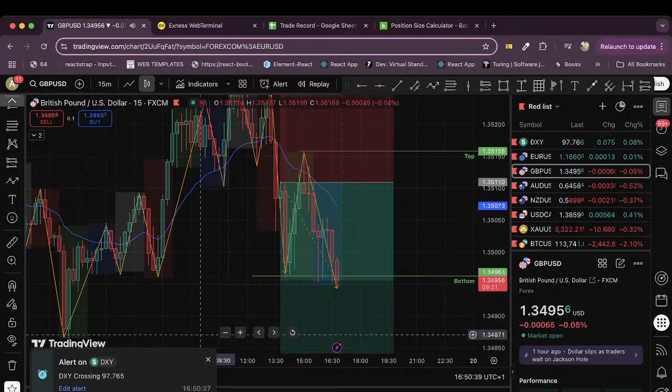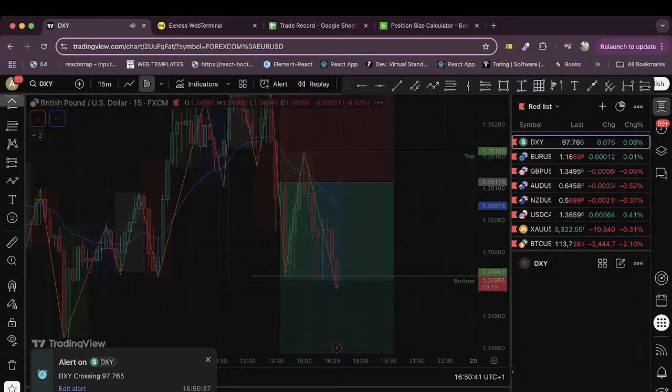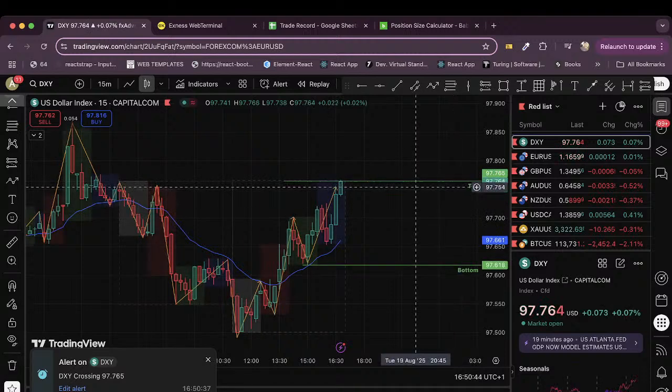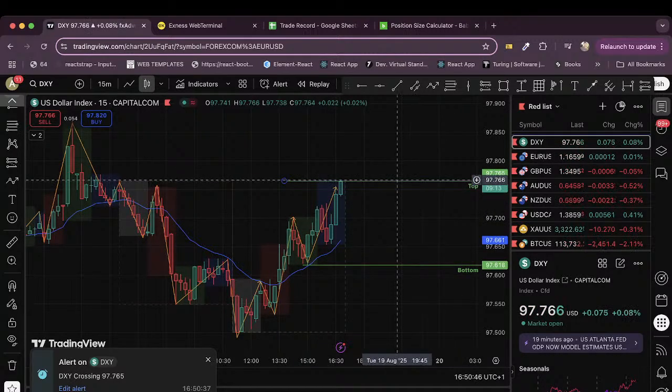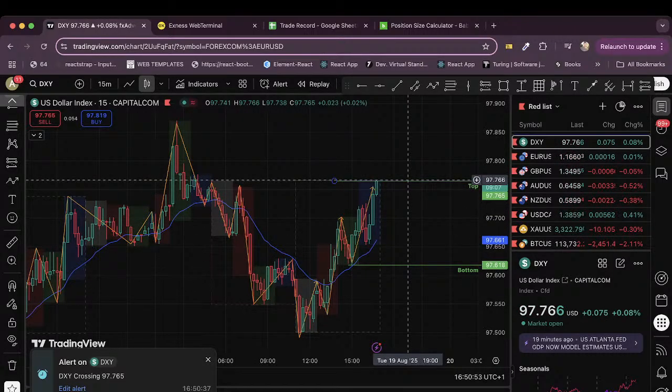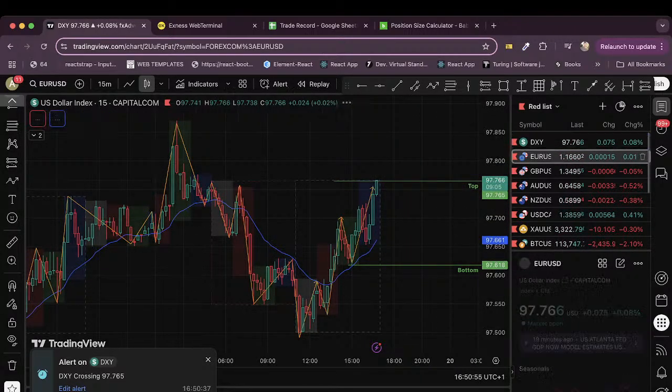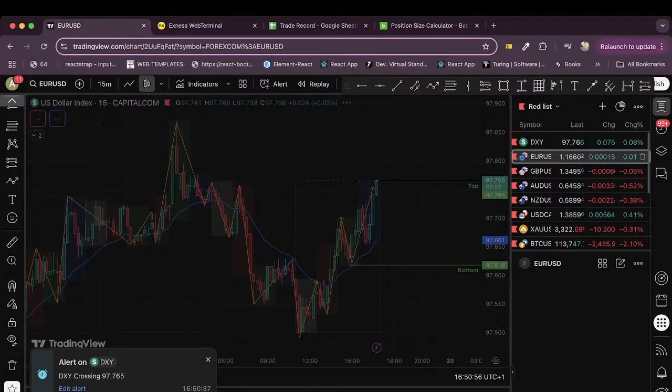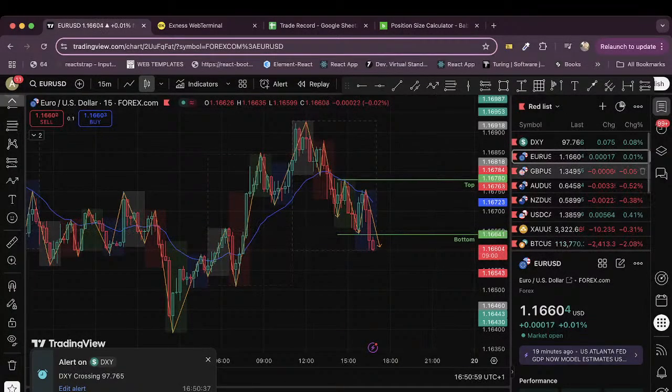Okay, DXY has hit that level. My alert just beeped now. So DXY has reached that level that I pointed out, and I think the best thing we can do now is move the stop loss to break even. There is no need to be holding again. There is no need to keep the stop loss where it is now.